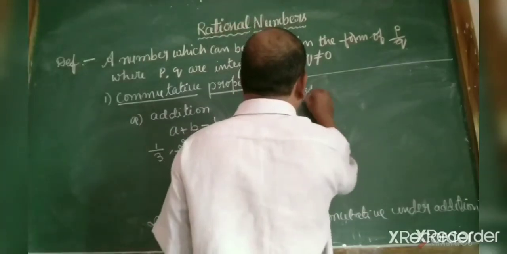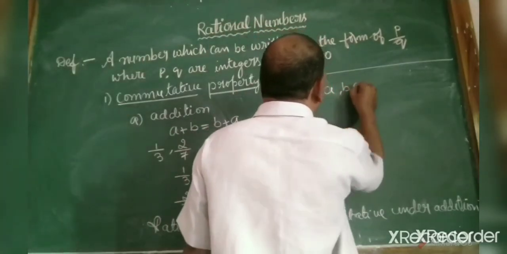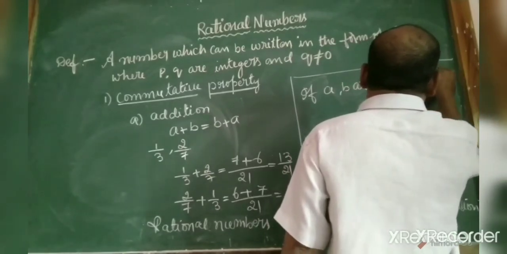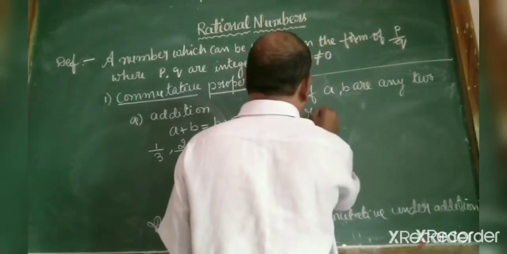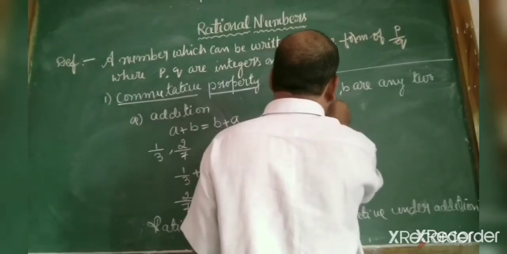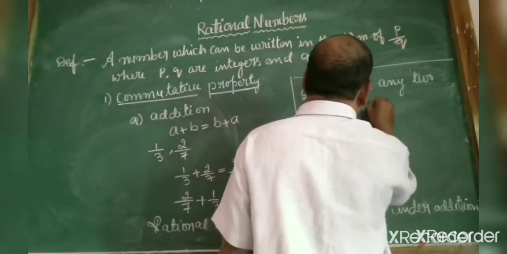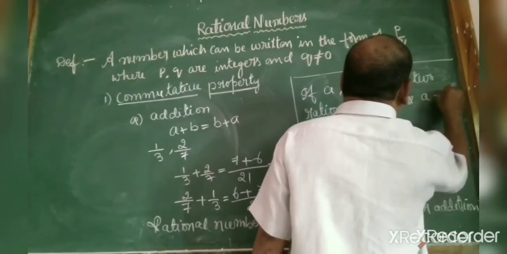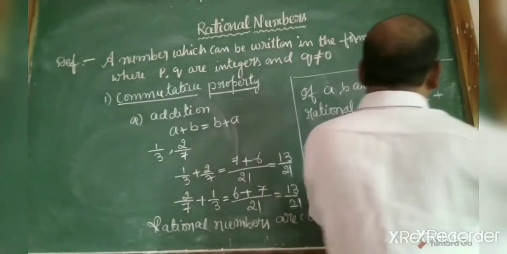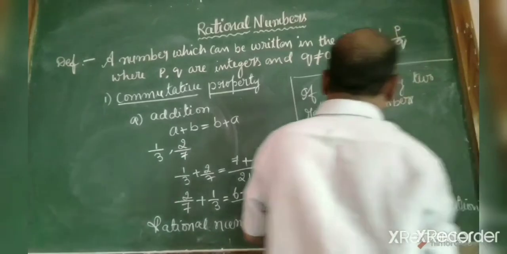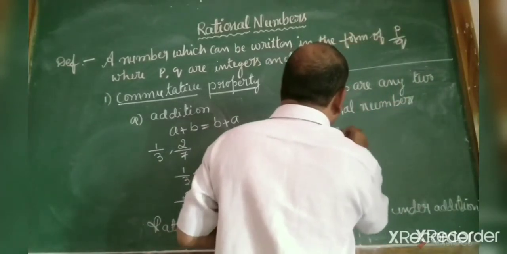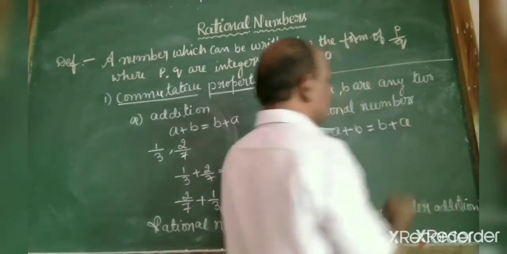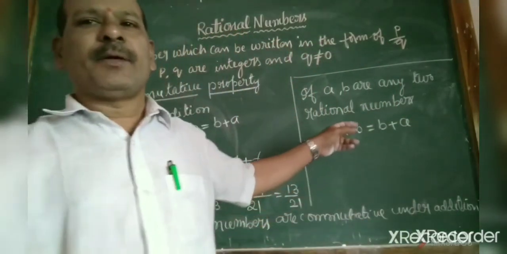If A and B are any two rational numbers, then A plus B is equal to B plus A.